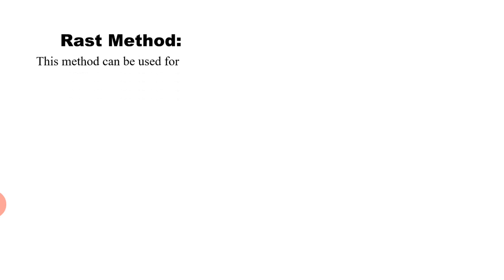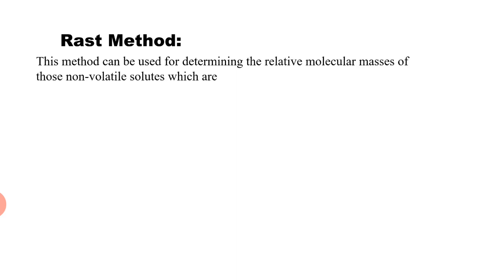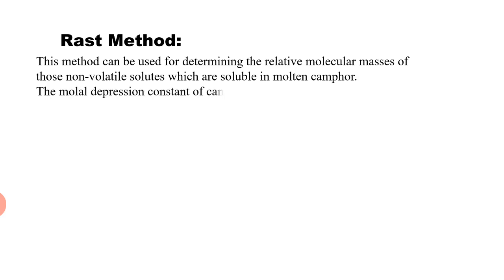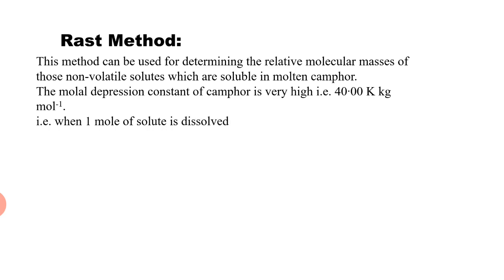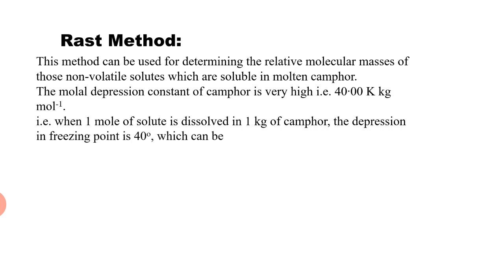This method can be used for determining the relative molar mass of those non-volatile solutes which are soluble in molten camphor. The molar depression constant of camphor is very high, that is 40 kg per mole. That is, when 1 mole of solute is dissolved in 1 kg of camphor, the depression in the freezing point is 40 degrees, which can be read using an ordinary thermometer.